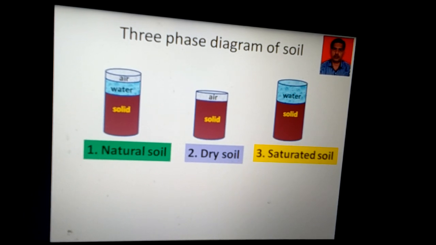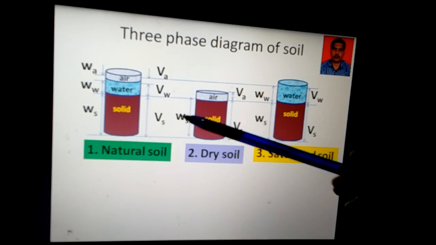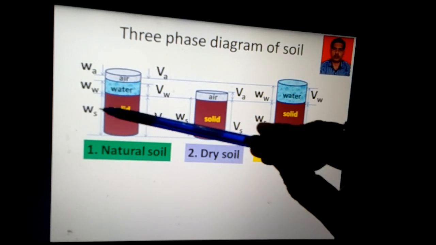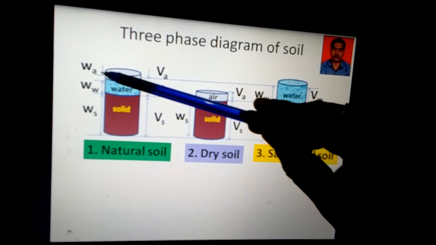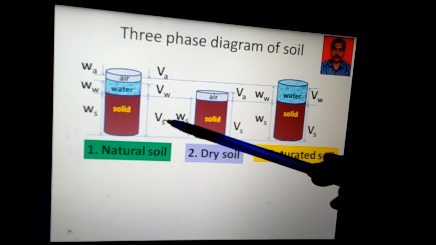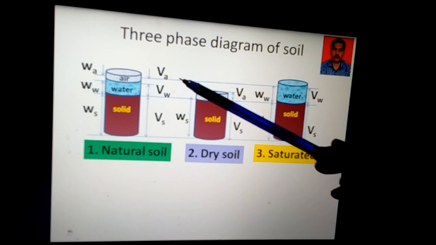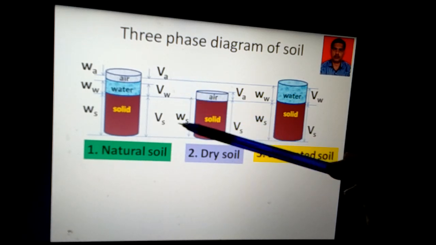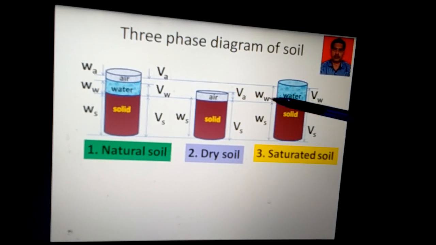Now to quantify its volume and weight, you can see here that various notations have been used. Ws means the weight of solids, Ww means weight of water, and Wa means weight of air, which is taken as 0. Similarly, Vs means volume of solids, Vw means volume of water, and Va means volume of air. In dry phase, again Ws, Vs and Va. In saturated phase, Ws, Ww, Vs and Vw.